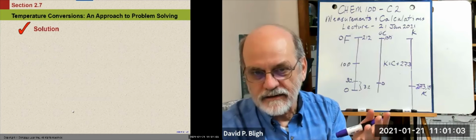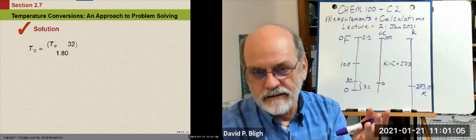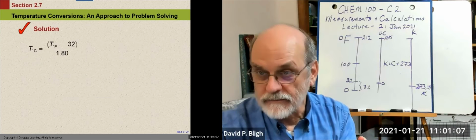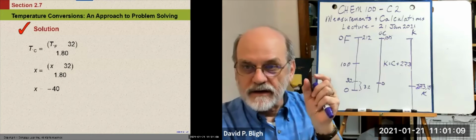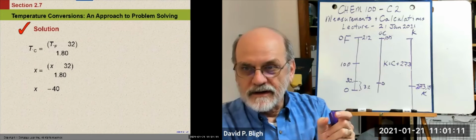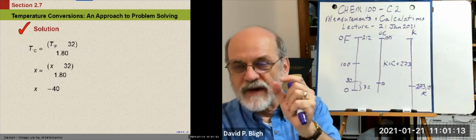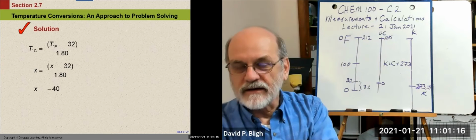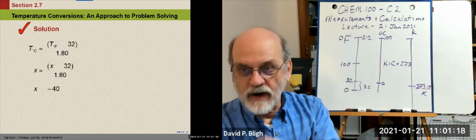And when you do that, X equals minus 40. So minus 40 Celsius and minus 40 Fahrenheit are equal. They arrive at the same point.